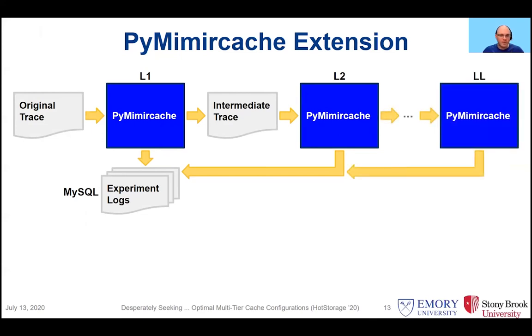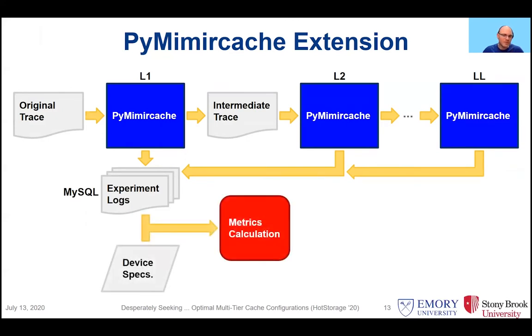The L2 instance will similarly produce an intermediate trace and send logs of the cache operations to MySQL. So this process will continue until we reach the last level of cache, LL. At this point, the high-level script terminates and the experiment's complete. We then have a second script which can be run separately at any time, and that's responsible for handling metrics calculation using the logs stored in MySQL.